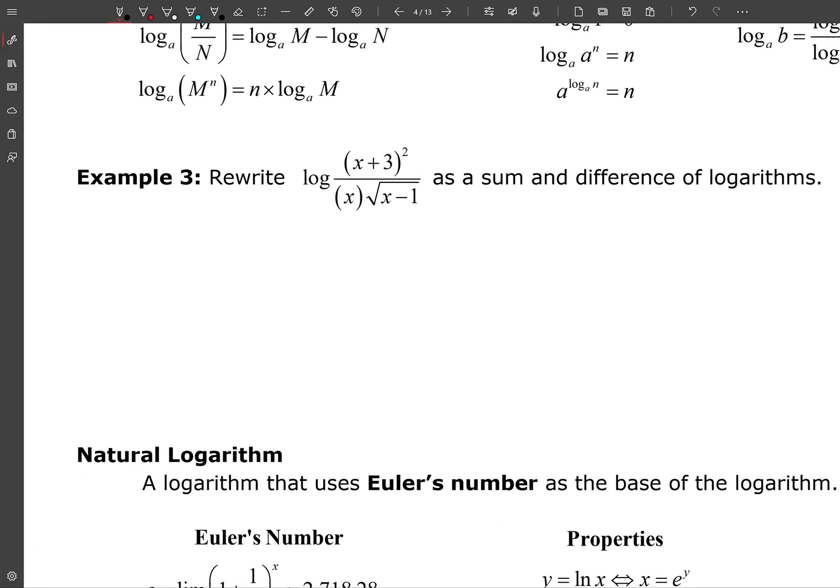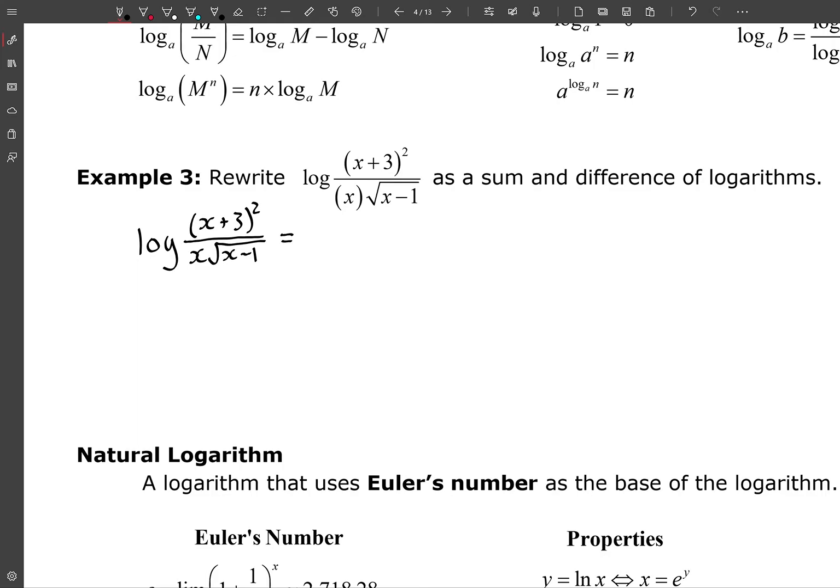So, rewrite log of (x plus 3) to the power of 2, divided by x times the square root of x minus 1, as a sum and difference of logarithms. So I'm just going to break this down one piece at a time. I'll start with log of (x plus 3) squared over x times the square root of x minus 1. I'm just rewriting it right now.